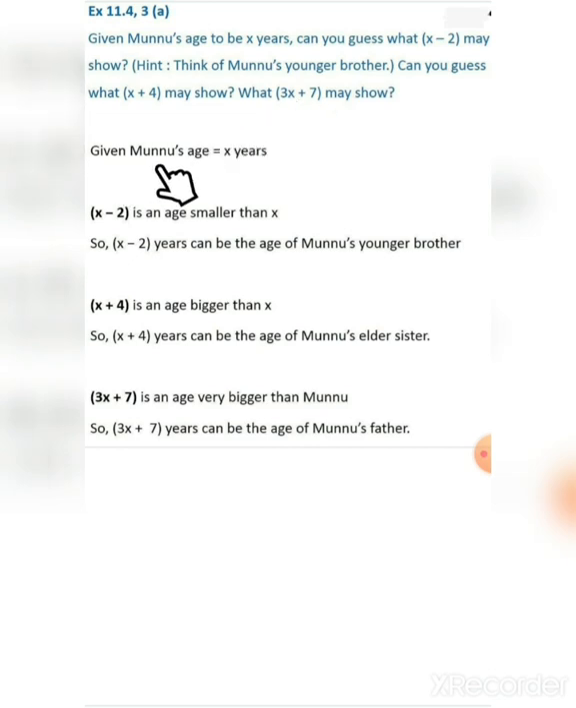So it is given that Munnu's age is X years. So X minus 2 is an age smaller than X. It is clearly visible because we are subtracting 2 from X. So it is smaller than X. So X minus 2 years can be the age of Munnu's younger brother, as it is given in the hint.